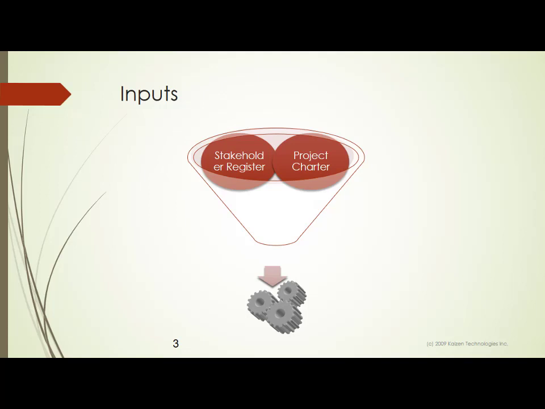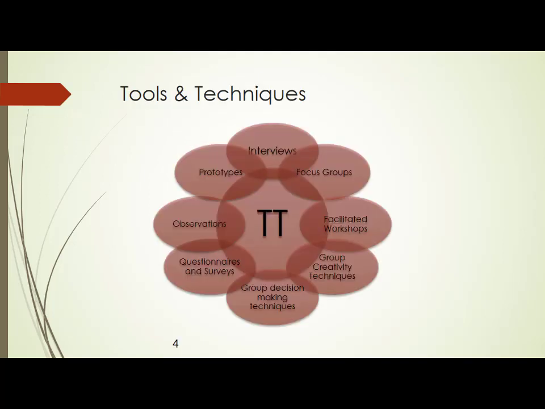Now that stakeholder register itself becomes an input for what? For collecting the requirements. Because now you have identified the stakeholders, you have to go and talk to them and ask them, give me the requirements of your project. And you should also have the project charter with you, because the project charter is a document which will basically authorize your project. So both these documents you should keep in hand before you start collecting the requirements.